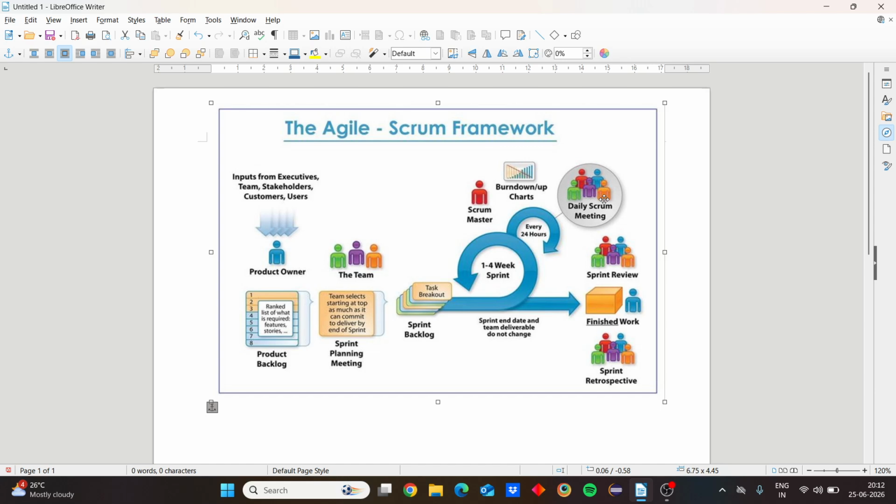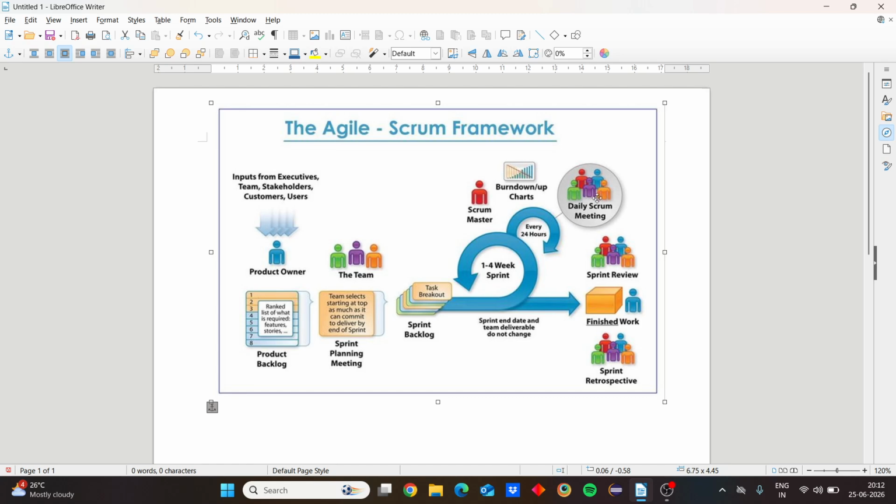It is also called a stand-up meeting. So how many people are involved in the daily Scrum meeting? The Scrum Master is involved because the Scrum Master is the chairperson of the team. Then the testing team is also present and the development team is also present. So the people involved are the Scrum Master, testing team and development team.